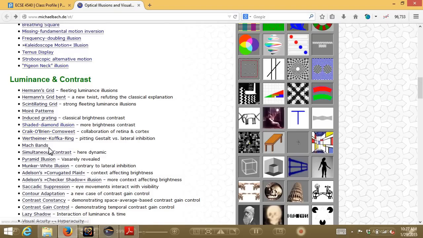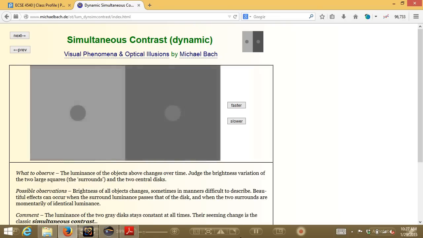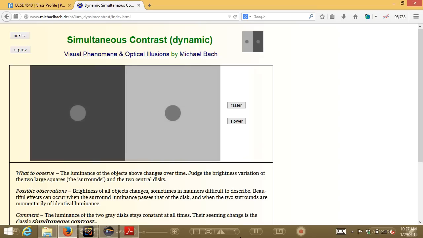So let's see. Here's a good one. This is kind of like the one with the two center blocks I showed you before. If you looked at this, you would probably swear that the inner colored circles are changing grayscale intensity. But in fact, they're staying exactly the same. Your perception of which one is lighter or darker is changed by that dynamic motion of the surrounding grayscale, right?